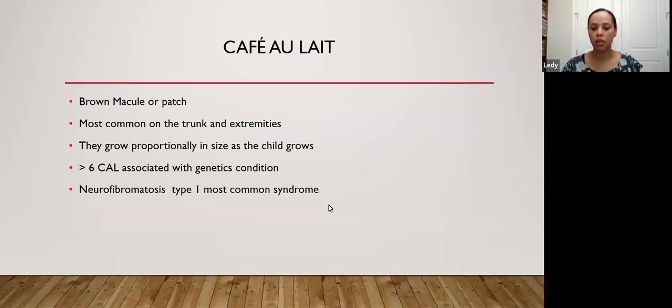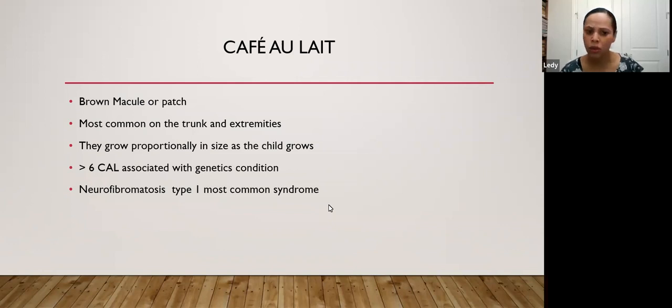But there's a condition associated with café au lait. The magic number, I always tell my students, is 6. If you count more than 6 café au laits, you always want to refer to genetics. And I do. Even if a patient comes in for molluscum and I see more than 6 café au laits, I tell them, Mom, have you noticed these macules? Have you been to genetics?